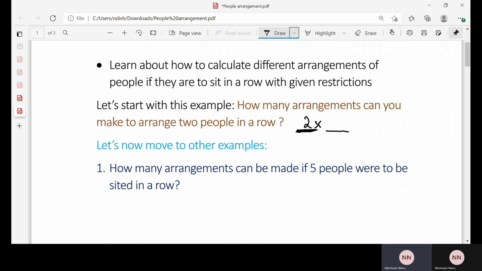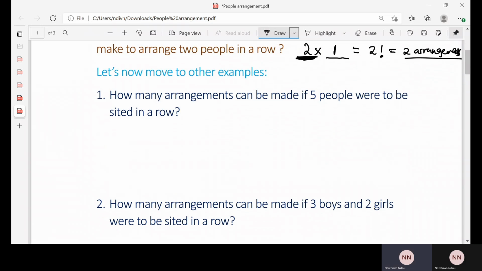When going to the second position, in the first position only one person is going to sit, right? And you have 2 people. Only one person is going to sit. How many choices will you be left with in the last position? It's only one option. So in total, this can be written as 2 factorial, which equals 2 arrangements, the total arrangements that can be made. I hope that is clear.